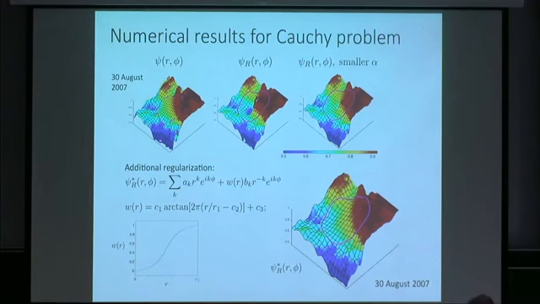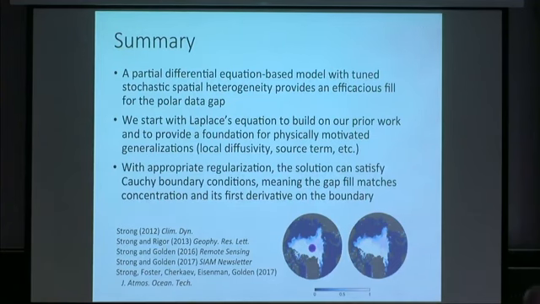Okay, so in summary, a partial differential equation based model with tuned stochastic spatial heterogeneity provides an efficacious fill for the polar data gap. And what do we mean by efficacious? We mean that this solution accounts for more than 50% of the variance in the observed concentration field in test regions around the gap. And of course, that explained variance comes entirely from the deterministic term, as the stochastic term is uncorrelated with the observations.